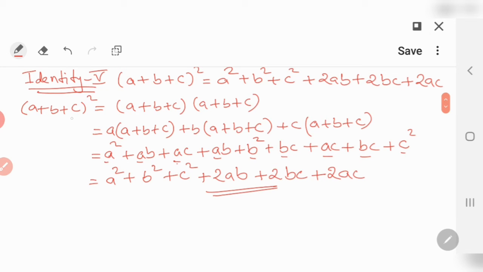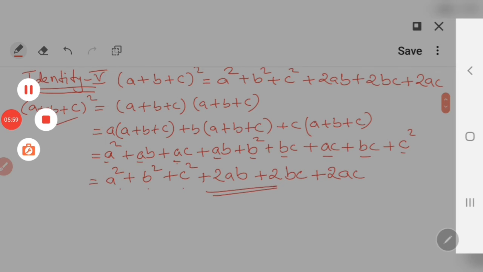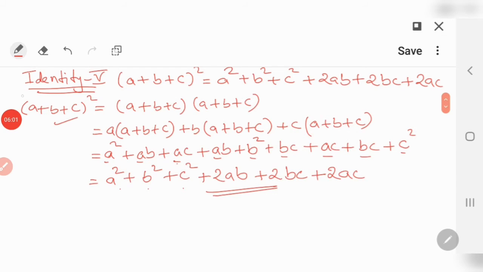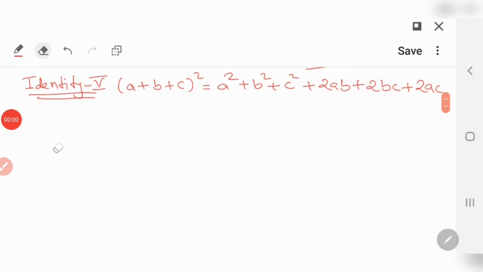So a plus b plus c whole square is equal to what? a square plus b square plus c square plus twice ab plus twice bc plus twice ac. So children, I hope you understood identity number 5.